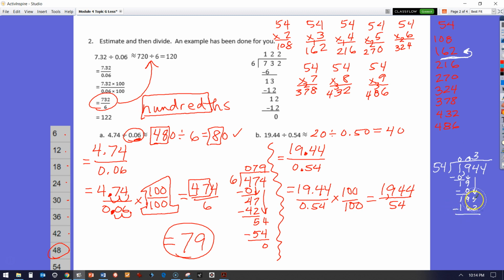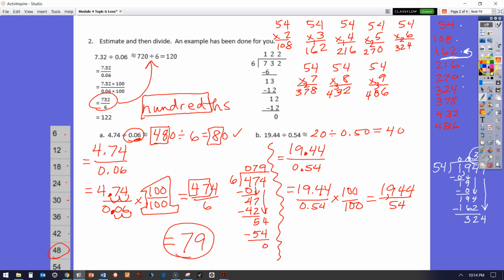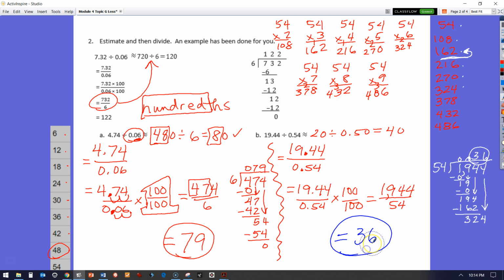162. 4 minus 2 is 2. 9 tens minus 6 tens, 3 tens. 100 minus 100 is 0. Next, bring down my 4. Now I have 324 divided by 54. So let's count. 1, 2, 3, 4, 5, 6. So 36 is my answer. And of course, we know that 36 is around 40. All right, moving on.